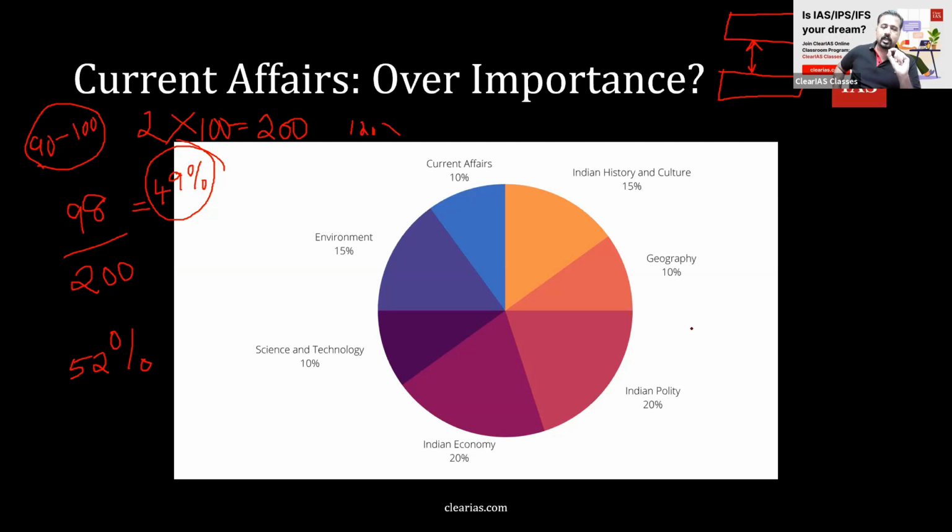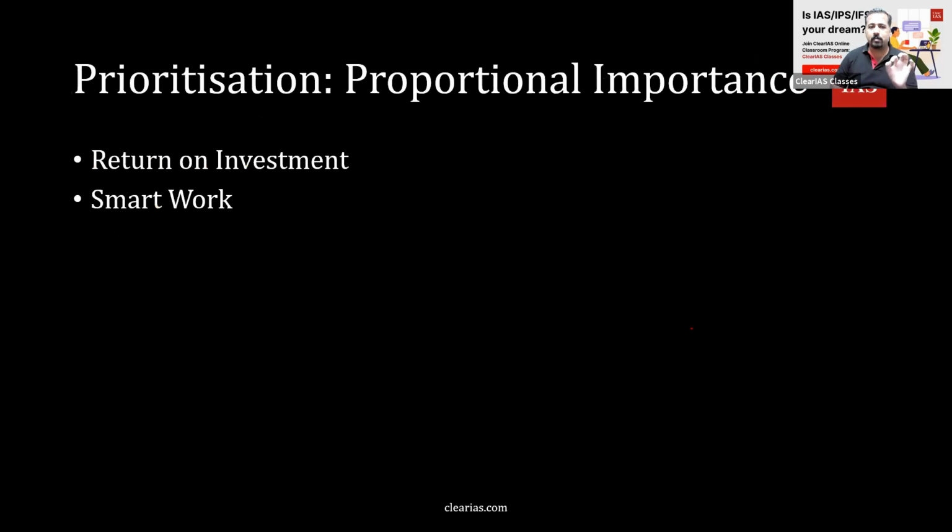But to study world history, you need to put in a lot of effort, and that effort is not proportional to the marks. Okay, but there are certain areas like economy or Indian polity or environment where with limited effort you will get good marks. So that effort and results are proportional. That is the concept of return on investment. So what I am mentioning is that whichever area you are preparing, you should also focus on prioritization and proportional importance. You should be bothered about the return on investment as well as smart work. This is the concept.